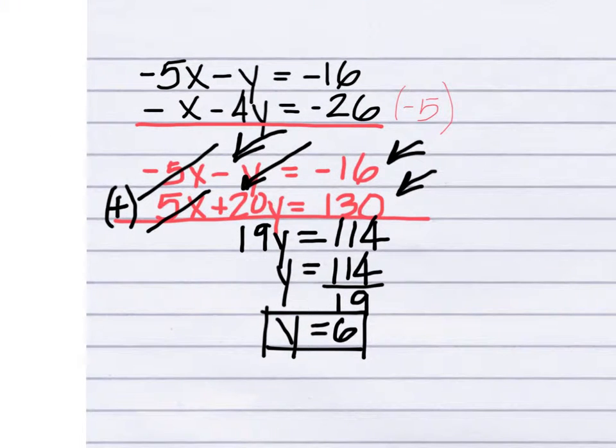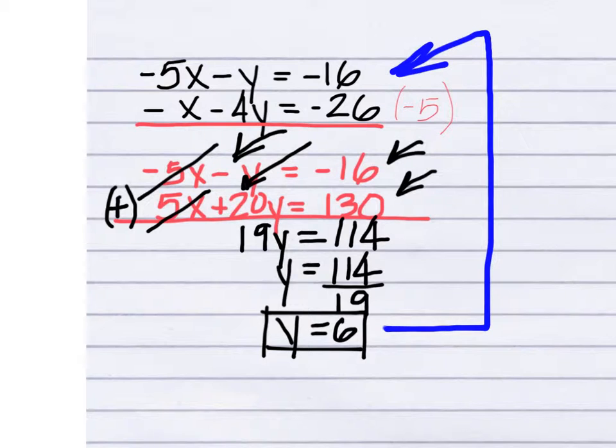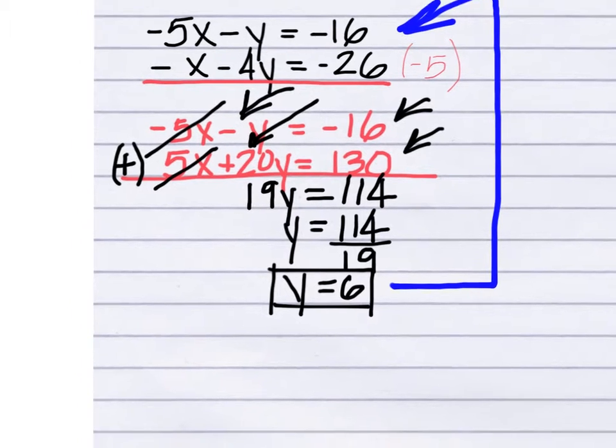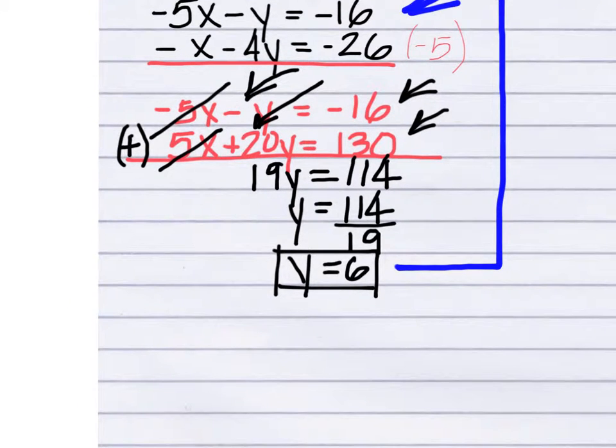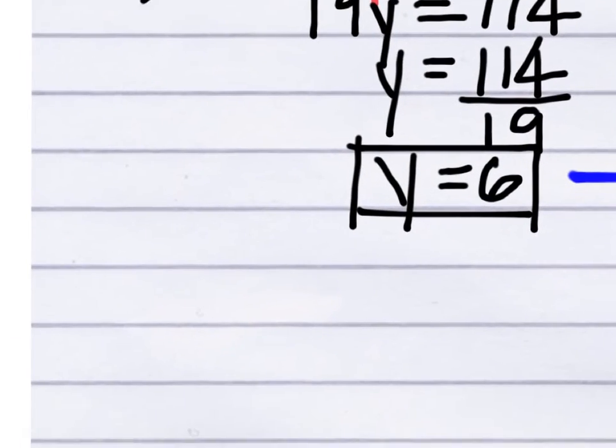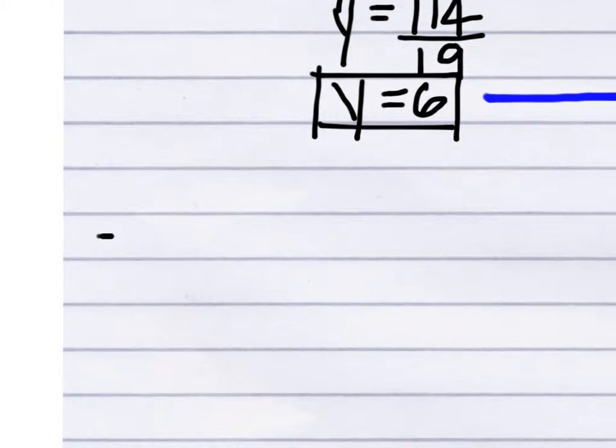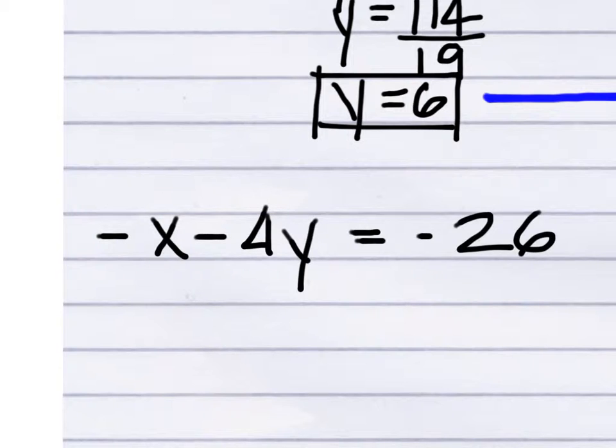Once you get a variable, whether it's y or x, you plug it back into one of the two original equations. I'm going to use the bottom one. So I know that y equals 6, and we're going to use the bottom equation. That's -x minus 4y equals -26. We found y to be 6. So plug that in.